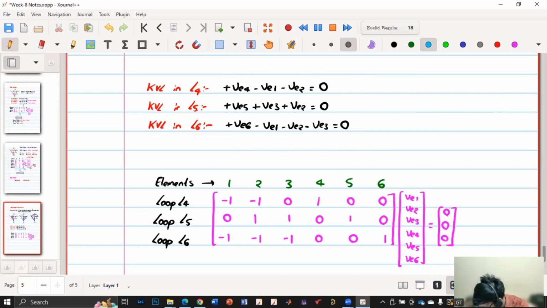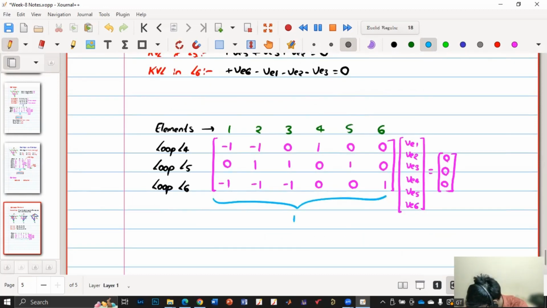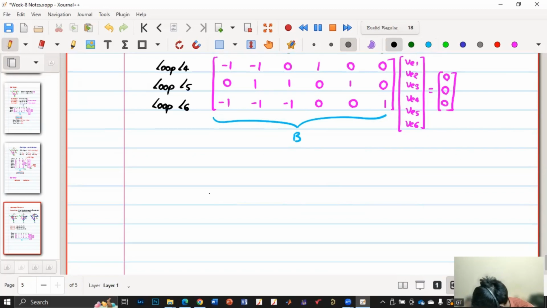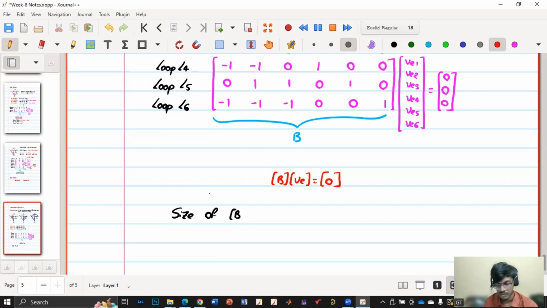Now, this matrix is called the B matrix. Now, the good part is, what is the size of B? Let me first write the equation. The equation we are getting is B into VE is equal to 0. So we are getting this.